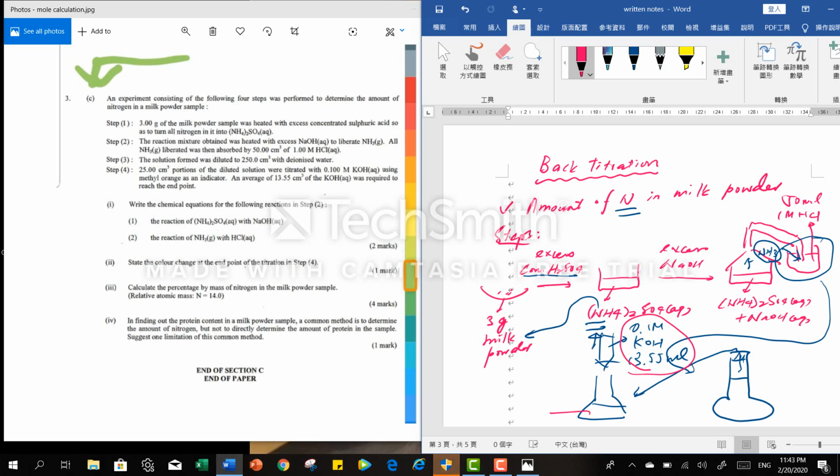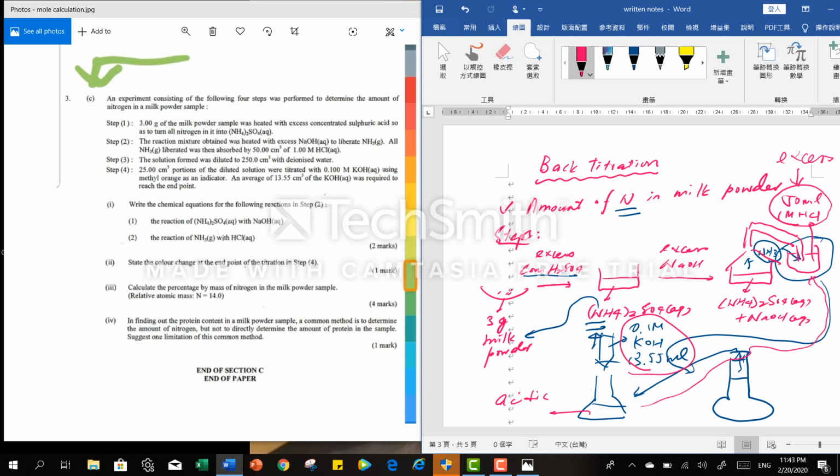Now, look at here. This is alkali, right? So this is acidic. And you start all the way from here, which means that this acid is in excess. So what we are doing is we use a known amount of excess acid to react with the ammonia liberated. Then we use titration to find the amount of remaining acid. The difference between the original amount of acid and the remaining acid will be the acid that reacts with ammonia. Then by finding out the amount of ammonia produced, we know the amount of nitrogen atoms, then we can find the percentage of mass of nitrogen.